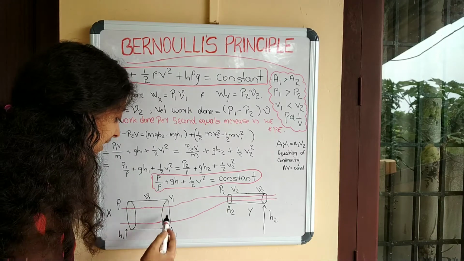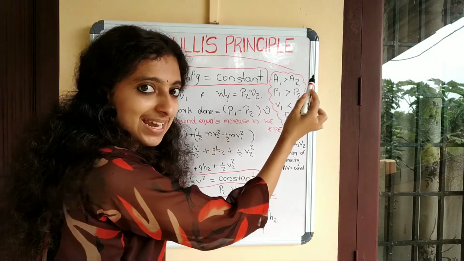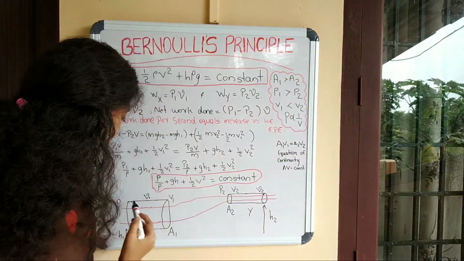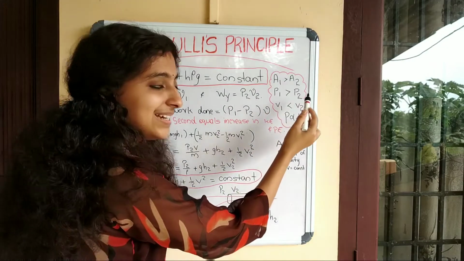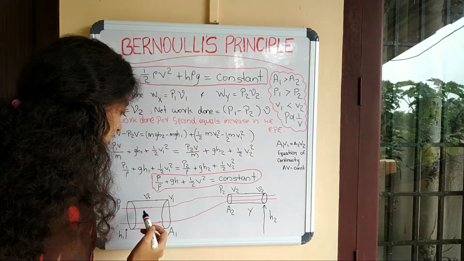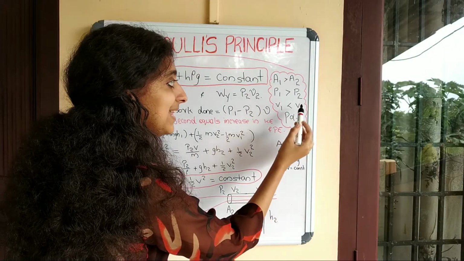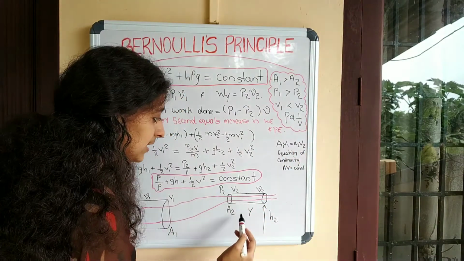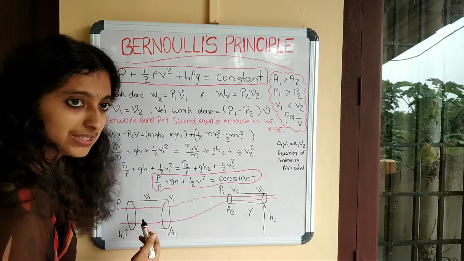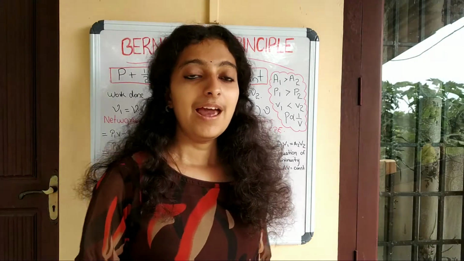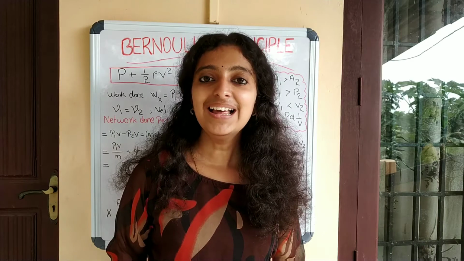So, here we have larger cross sectional area, here we have smaller cross sectional area. So, A1 is greater than A2. Similarly, here we have P1 pressure, here we have P2 pressure. So, P1 is greater than P2. In terms of velocity, here we have V1 velocity, here we have V2 velocity. V1 is less than V2. The velocity of the fluid particle at Y tube will be greater than the X tube. This is an important point. When the pressure increases, the velocity of the fluid particle decreases.